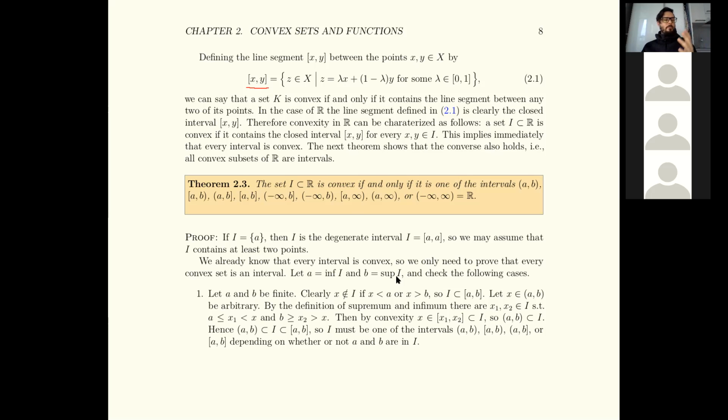I'm not sure if you are familiar with the concepts of infimum and supremum. Infimum means the greatest lower bound. Let's take the idea that numbers go up and down, right? Smaller numbers are down and larger numbers are up, and we have some set of numbers here, larger and smaller.